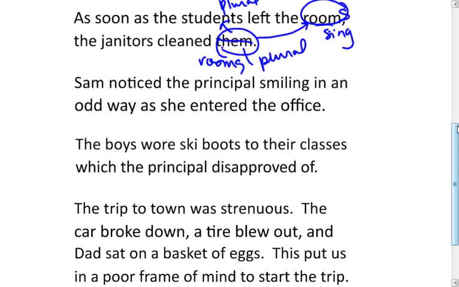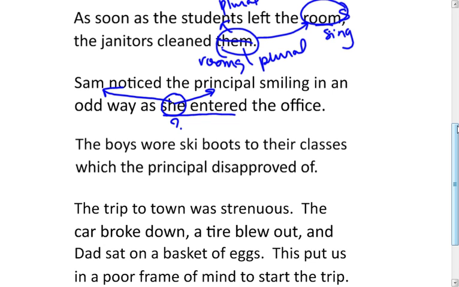Sam noticed the principal smiling in an odd way as she entered the office. Who's entering? Sam or the principal? We don't know who the female entering the office is. Who is doing the entering? Again, it's ambiguous. We don't know.